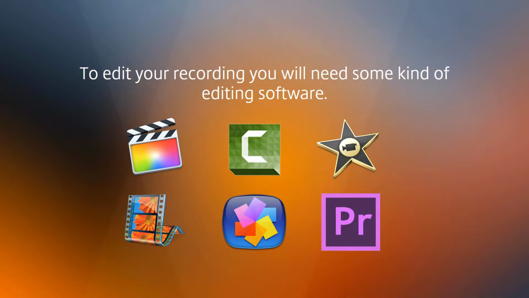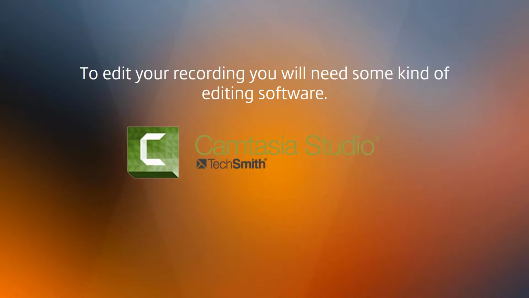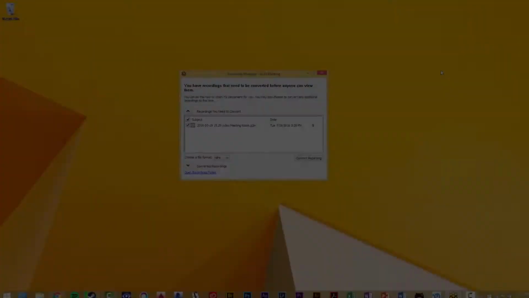In order to edit a recording, you will need some third-party editing software. There are numerous programs for editing audio and video files on the market, and most work in a similar manner. For this tutorial, we will use Camtasia by TechSmith. Citrix has no affiliation with Camtasia or TechSmith. This is one of many video editing solutions.